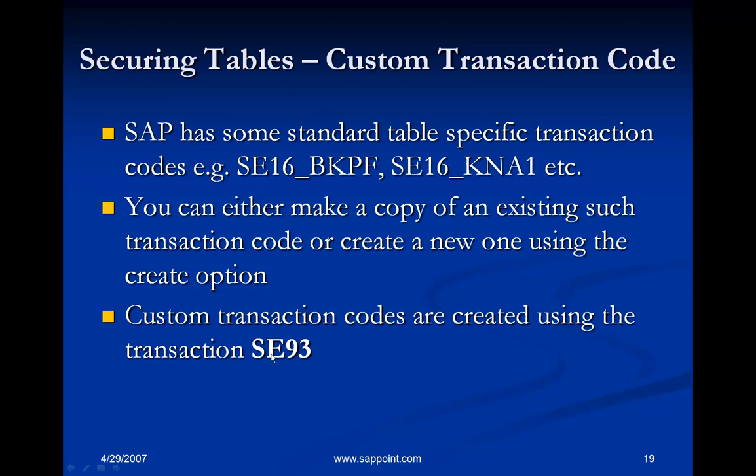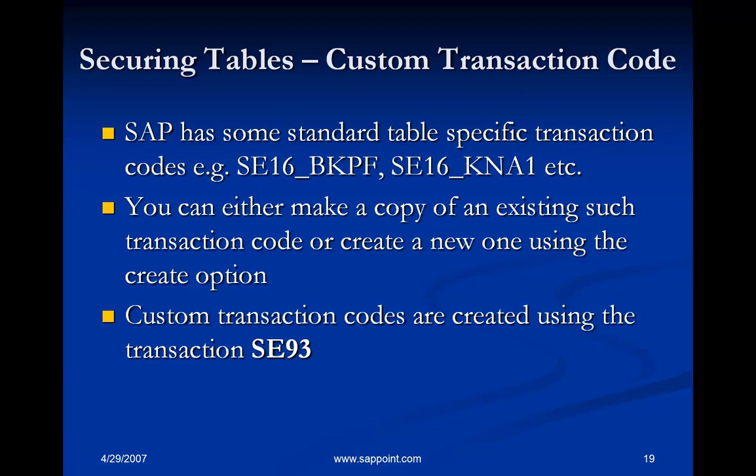using the create option in the transaction SE93. So SE93 is the transaction which is used for creating custom transaction codes. So you can make a copy of this. Let's say you can take SE16_BKPF and make a copy of it and create a custom transaction code, and then change the attributes to reflect your table names. So creating table specific transaction codes is not something new in the SAP system. It is recommended by SAP, and SAP also provides you with some default standard transaction codes.